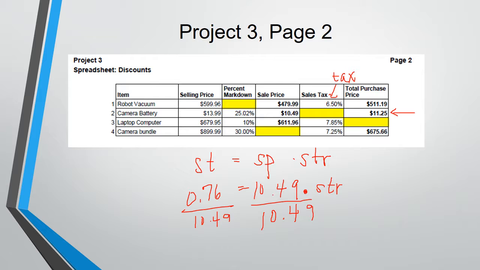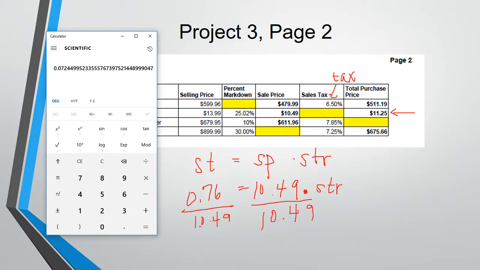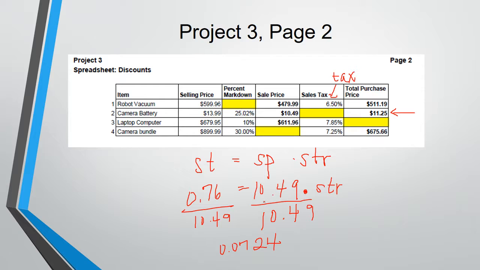Alright, type that into your calculator. Divide by 10.49. And we get 0.0724. So what we're going to do is convert that into a percentage, because our answer right now is in decimal. Remember, to convert to percentage, you move 2 to the right. So we really get 7.24. Alright, and that is how you find the sales tax rate.